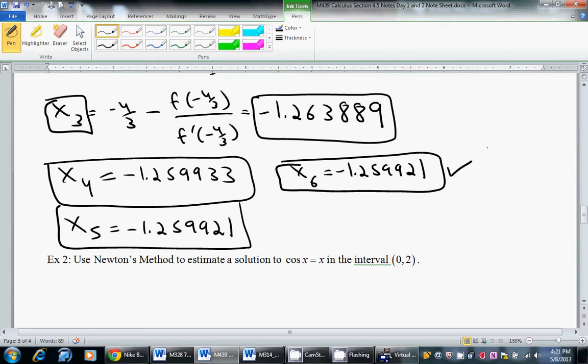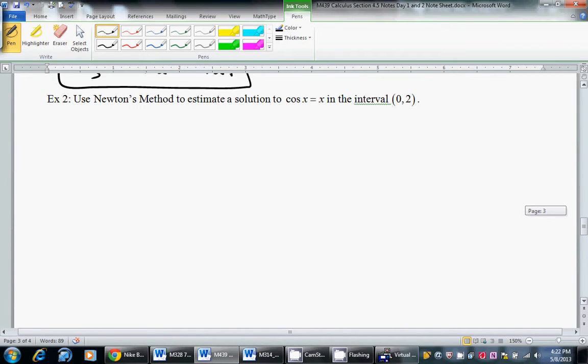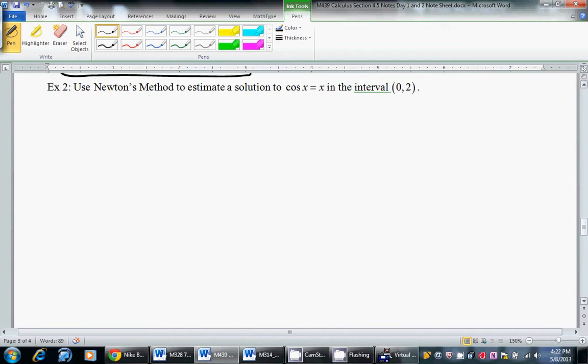All right, let's try another one. Use Newton's method to estimate a solution to cosine of x equals x. Another way of thinking about this is cosine of x minus x equals 0. So basically f of x is going to equal cosine of x minus x, and let me find the x-intercepts for this graph. So I'm going to use Newton's method.